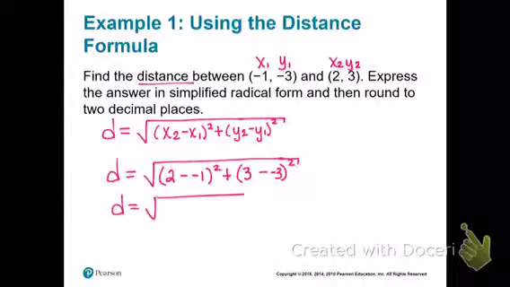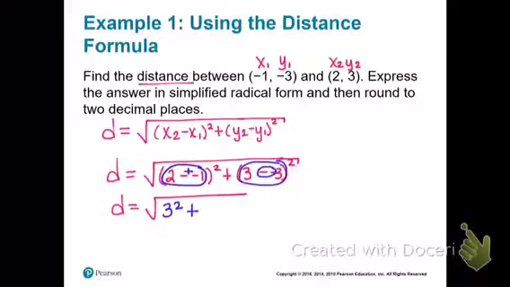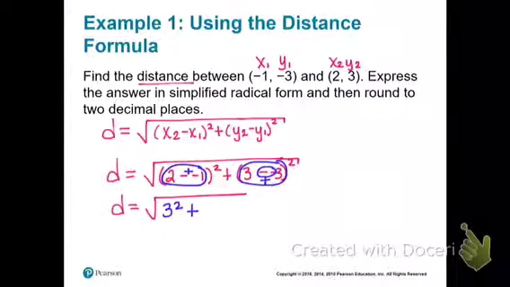So the square root of, what's 2 minus a -1? Well, minus a negative is a plus, so what's 2 plus 1? So 3 squared plus, this is minus a negative again, so what's 3 plus 3? 6 squared. So we got 6 squared.